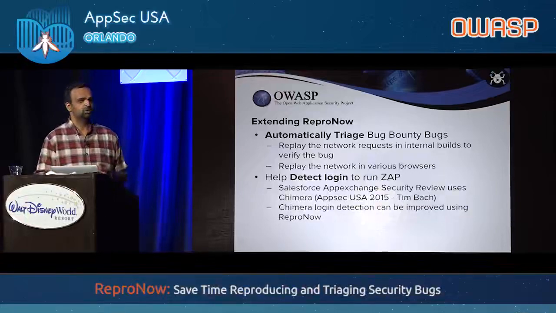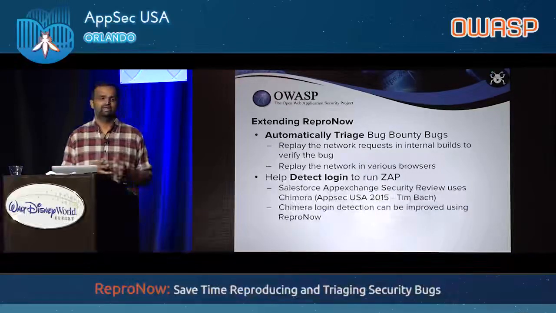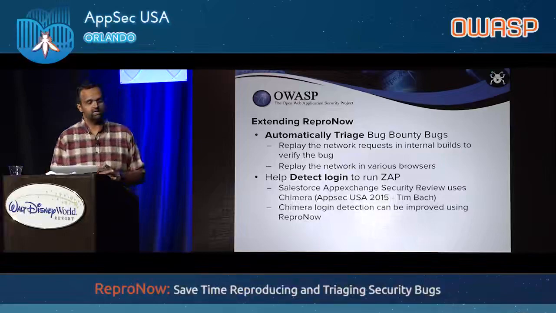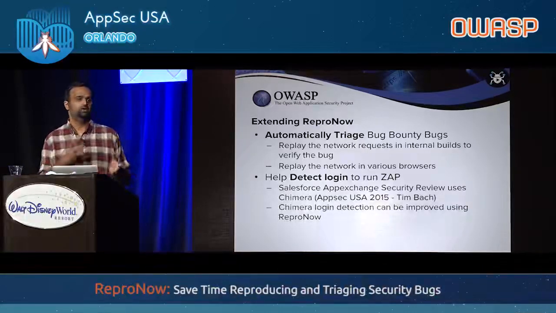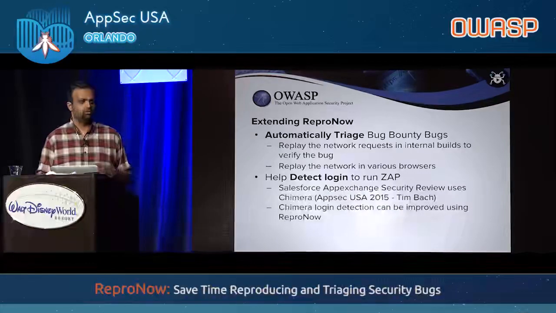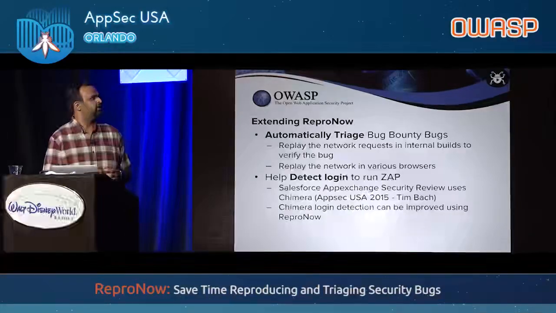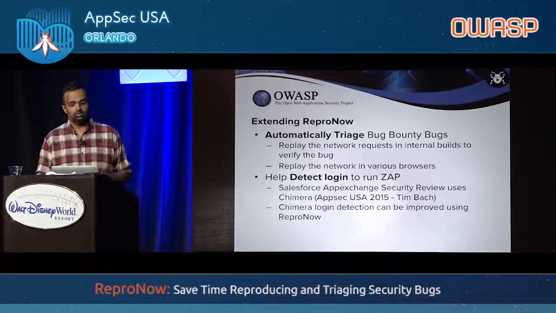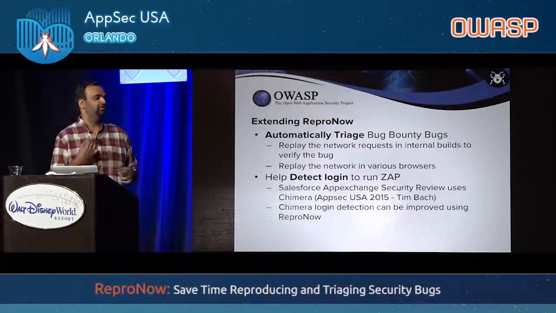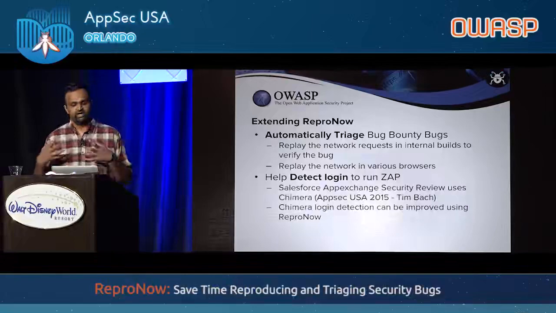One more thing that most of the companies do is automatically run ZAP on their internal builds. One of the main problems with ZAP is it doesn't do a good job of detecting the login page. And sometimes if it's an OAuth connection or maybe it's an XHR-based login, then ZAP doesn't do a good job of actually finding the login and generating the session ID. You could use ReproNow to capture the request and then replay it and then feed the session ID to ZAP.